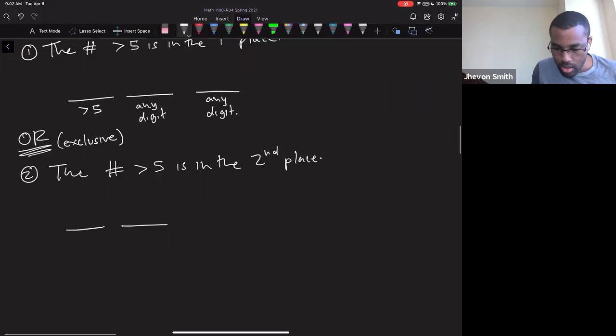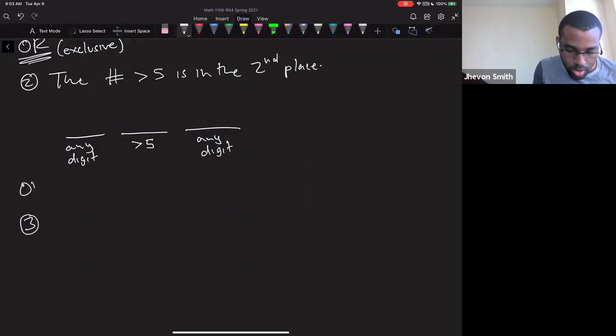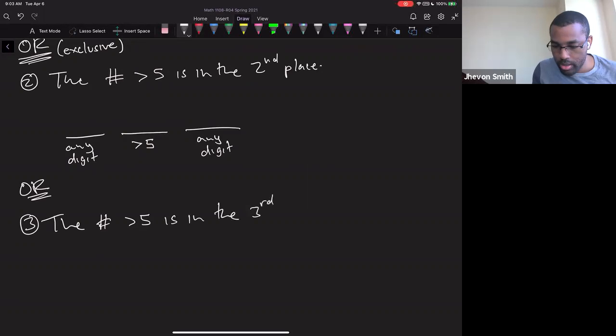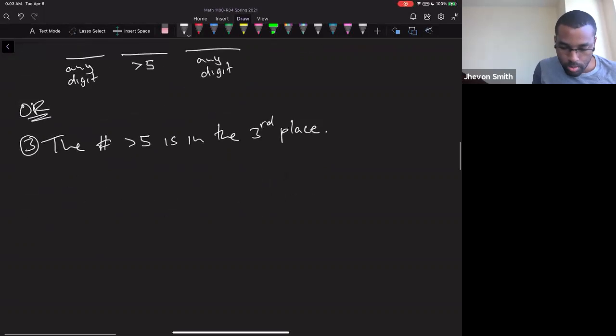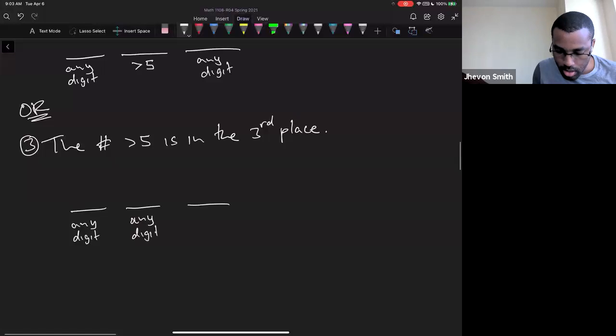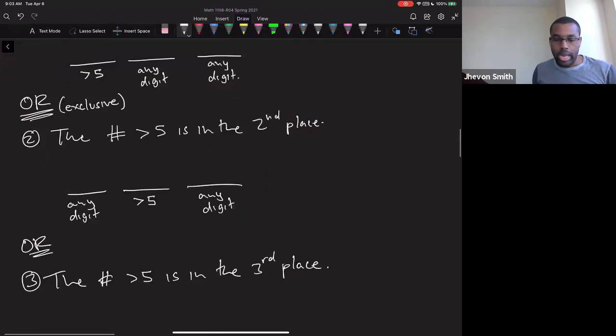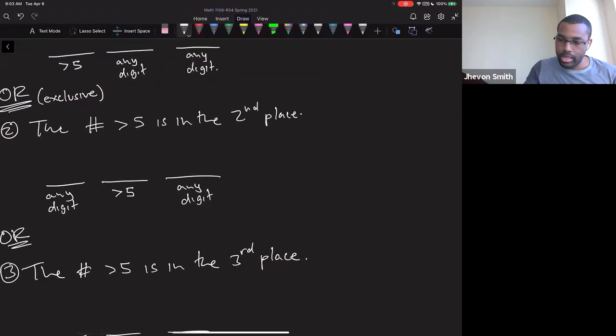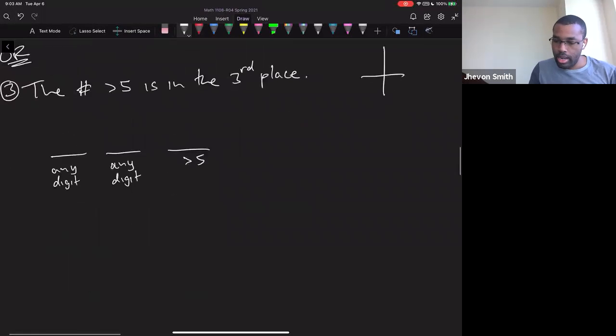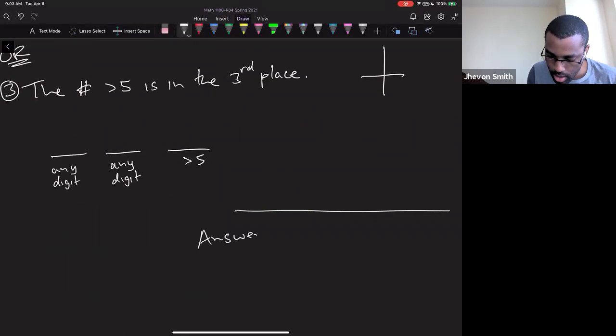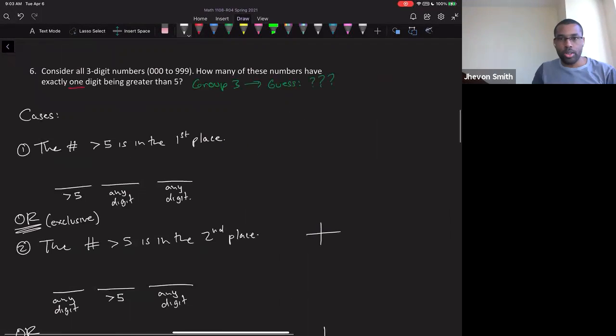So here I have any digit, this is where the greater than five happens, and here I have any digit. And three, the number greater than five is in the third place. So here would be any digit, here would be any digit, and here would be the digit greater than five. Now, of course, we're going to add all these together, this plus that plus that, and we're going to get the answer by adding up. All right, so if I set that out for you, could you continue?